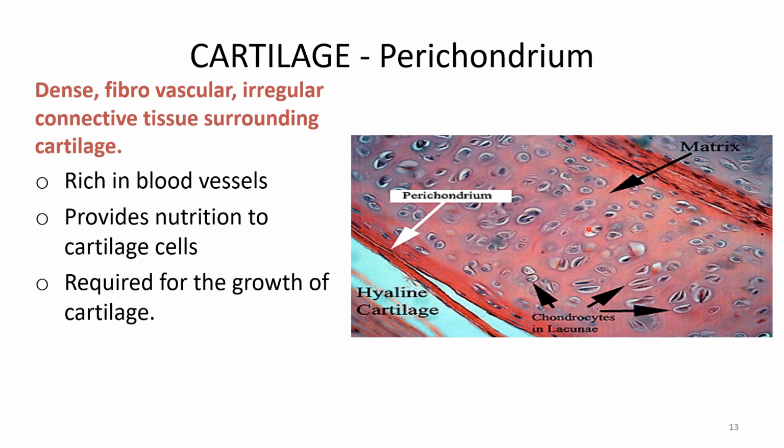And in this picture you can see the perichondrium, and you can see the chondrocytes in the lacunae, and you can see the matrix.